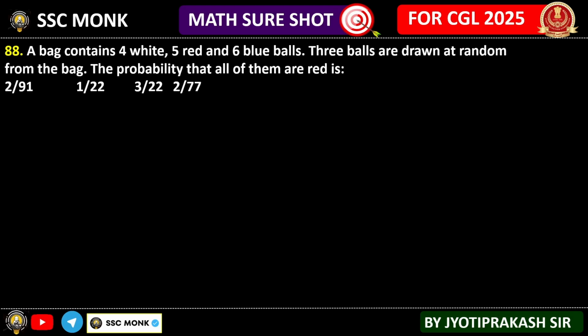Clear? Next, a bag contains 4 white, 5 red, 6 blue balls. 3 balls are drawn at random from the bag. What is the probability that all of them are red? Now see, total number of balls: 4, 5, 9, plus 6, 15. 15C3. All will be red, so that means 5C3. This can be written as 5C3.